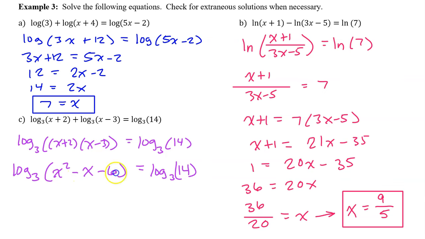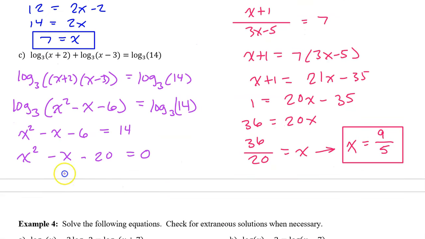Now that we have a log equal to a log, the argument will equal the other argument. So x squared minus x minus 6 must equal 14. Subtracting 14 from both sides gives us x squared minus x minus 20 is equal to 0. I bet this is factorable, so let's go for it.